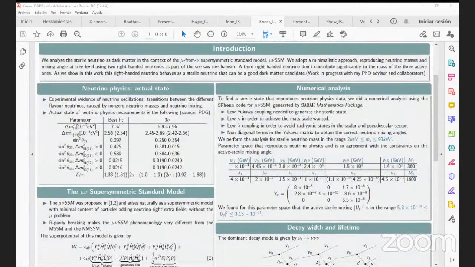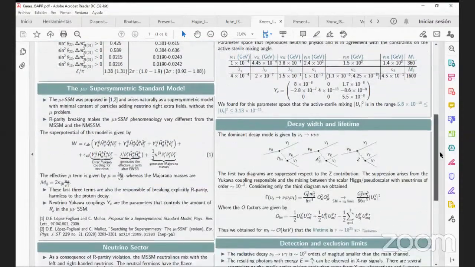First of all, we have to take into account the actual state of neutrino physics. We know that there are oscillations, that is transitions between different flavors, that the masses are non-zero, and we have mixing between neutrinos. And this is the table of the Particle Data Group with the actual state. So we can go down a little bit to explain the model.